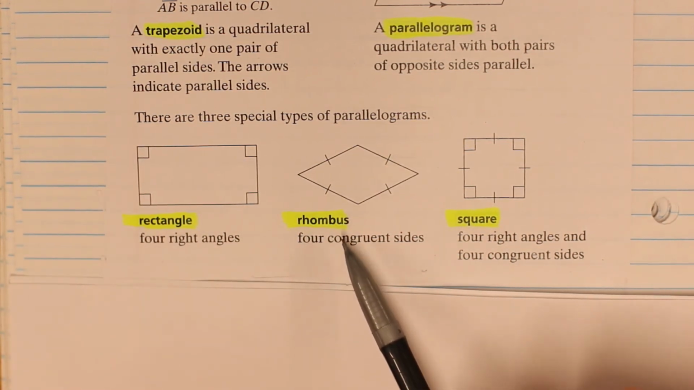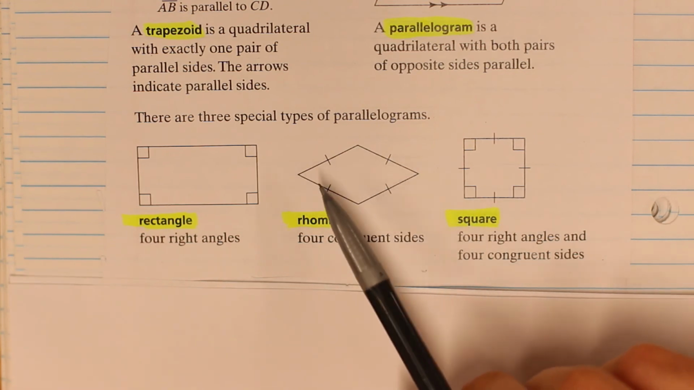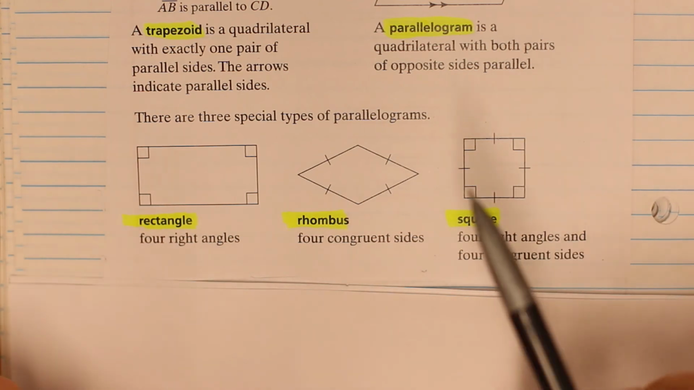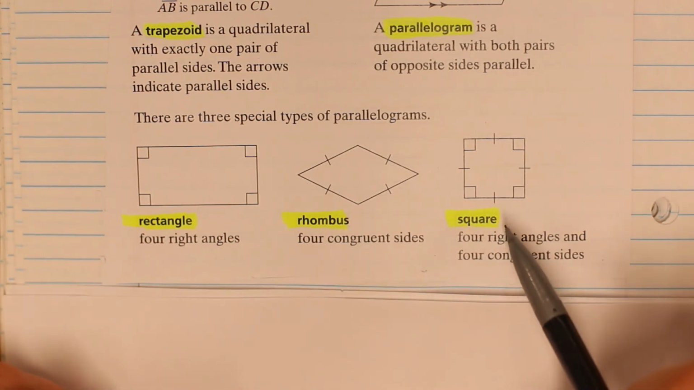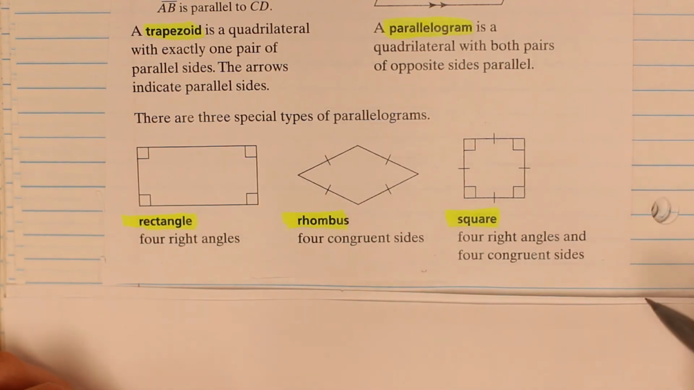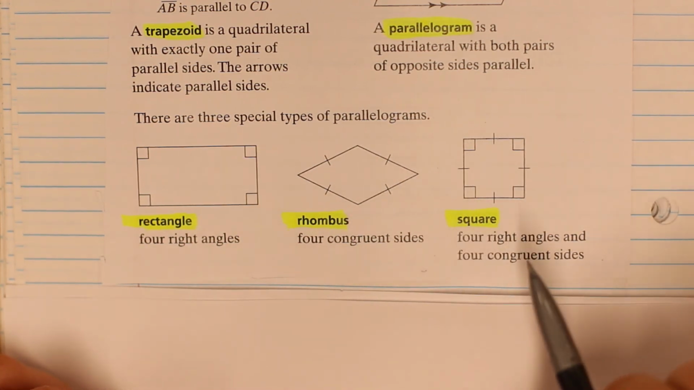A rhombus, you don't care about angles, you care about sides. All 4 sides have to be congruent, meaning they're the same length. And the last one is a square. A square has to have 4 right angles and 4 congruent sides. So that's what makes up a square.